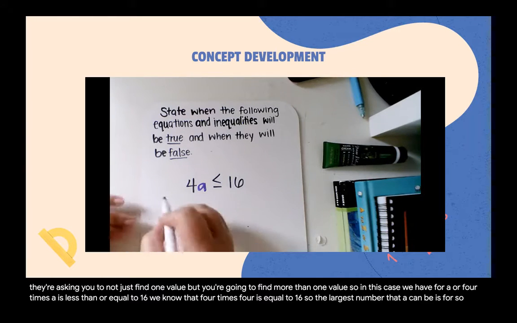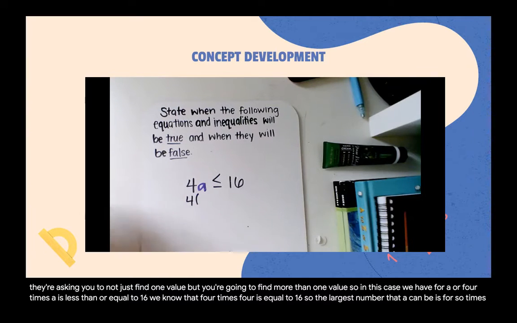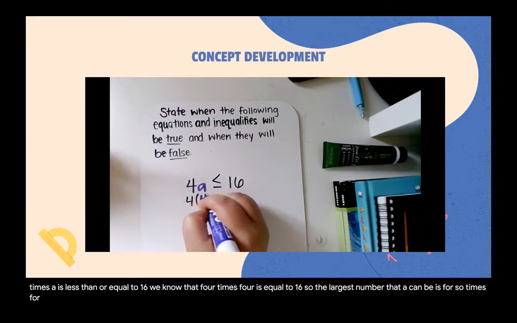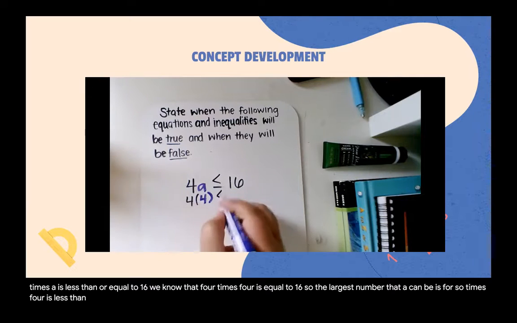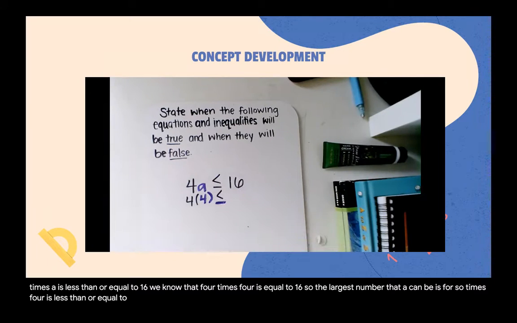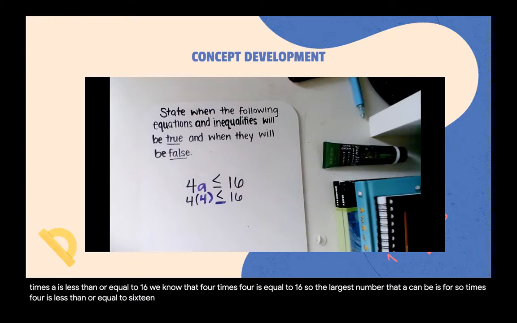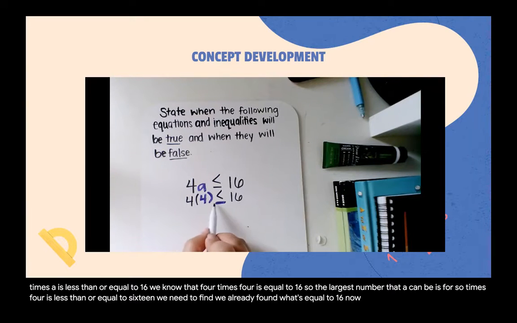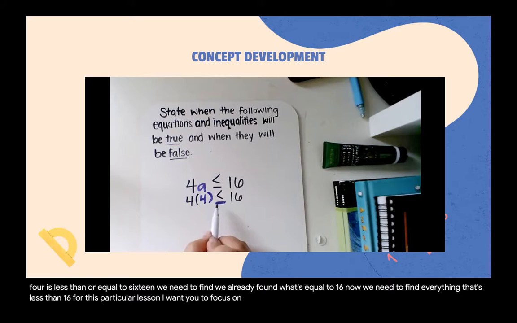So 4 times 4 is less than or equal to 16. We already found what's equal to 16. Now we need to find everything that's less than 16. For this particular lesson, I want you to focus on whole numbers.